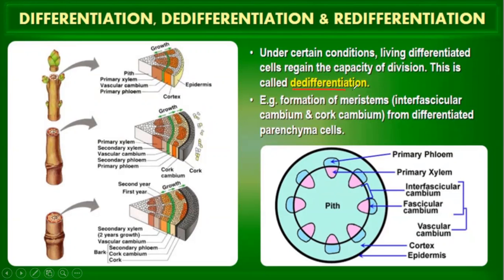Next we are going to discuss de-differentiation. De-differentiation means that under certain conditions, the living differentiated cells regain the capacity of division. Once a permanent tissue is formed from the meristematic tissue, it won't normally come back, but in certain conditions it becomes meristematic in nature again and has the ability to divide. That is referred to as de-differentiation. For example, formation of meristem from differentiated parenchyma cells. That is, interfascicular cambium and cork cambium are formed from parenchyma cells.